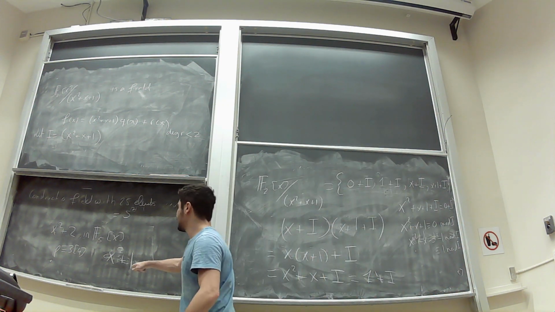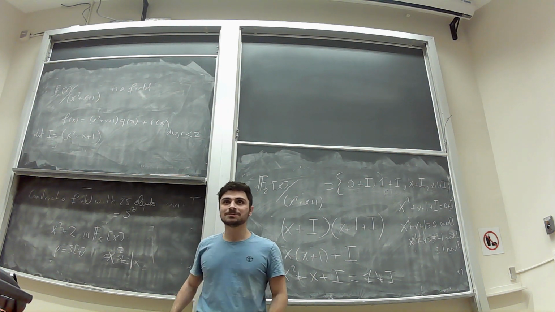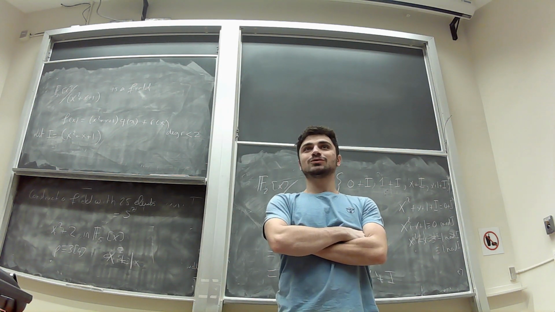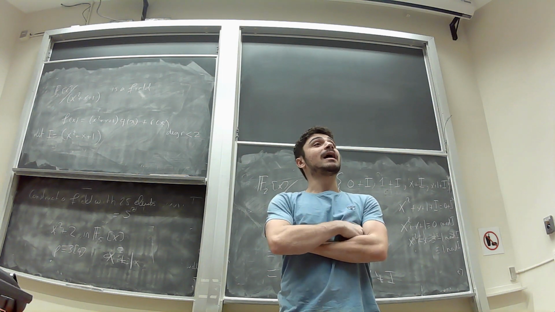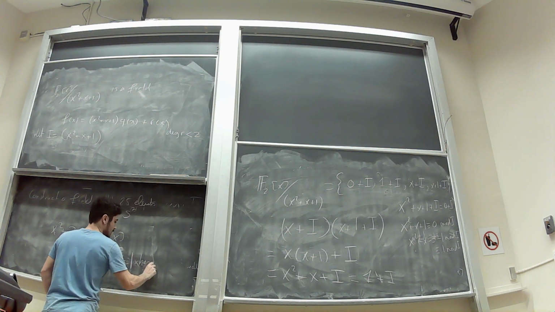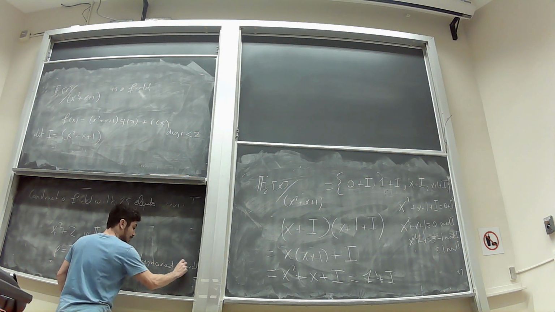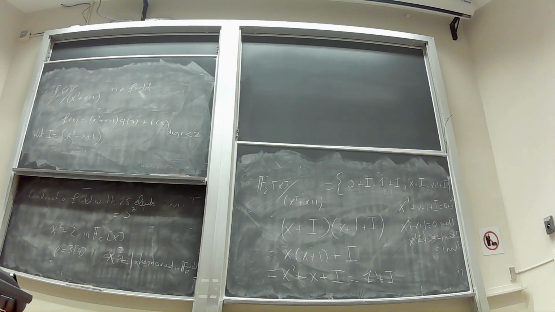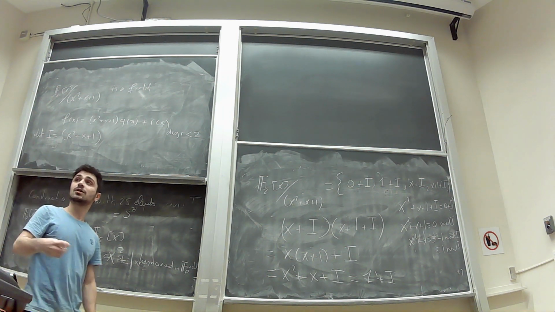You agree that if I cannot find an element in Fp such that a squared is minus 1, then x squared plus 1 has no roots in Fp. How can you find a field with p squared elements if p is a prime congruent to 3 mod 4? You start with Fp and an irreducible polynomial of degree 2, Fp[x] modulo x squared plus 1, which is a field with p squared elements if p is congruent to 3 mod 4.